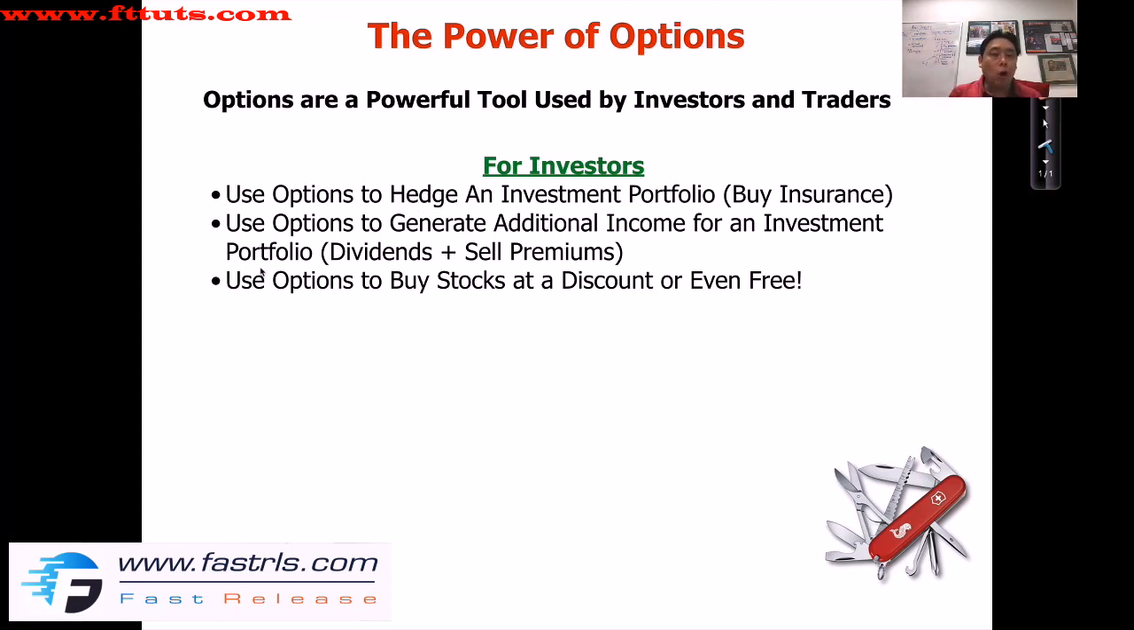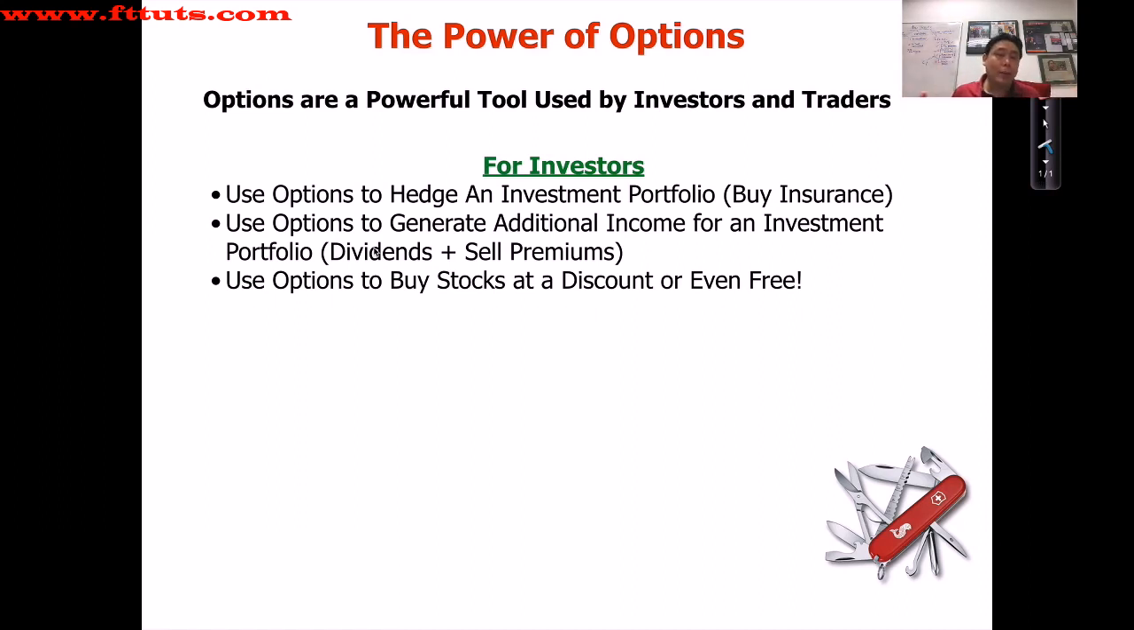Number 2, options can be used to generate additional income for an investment portfolio. Normally as a long-term investor, you buy stocks. How do you make money? Well, number 1, you collect dividends every year. Dividends are usually about 2 to 3% a year, which is pretty boring. And you hope the stock will go up in price.